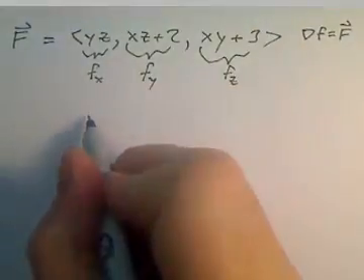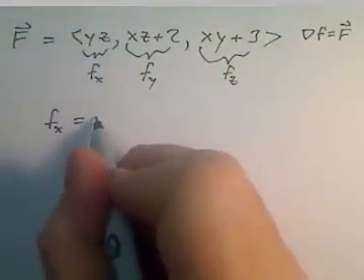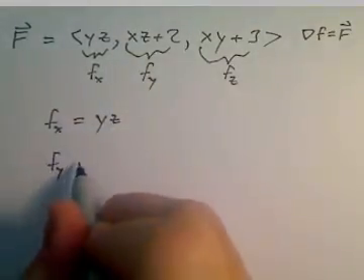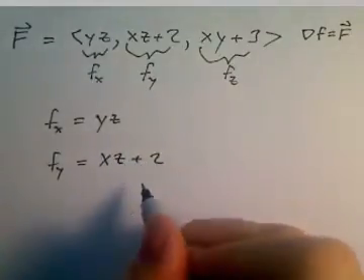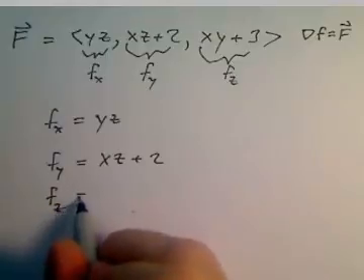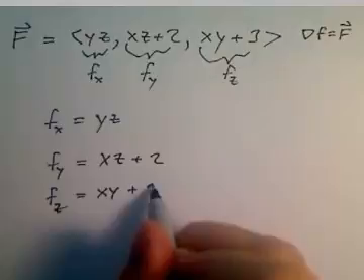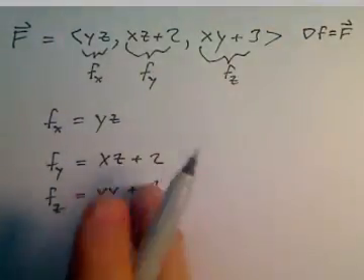So that means I'm going to want three things. We want f sub x to be yz. We want f sub y to be xz plus 2. And I'm going to want f sub z to be xy plus 3. And so I have to solve these.